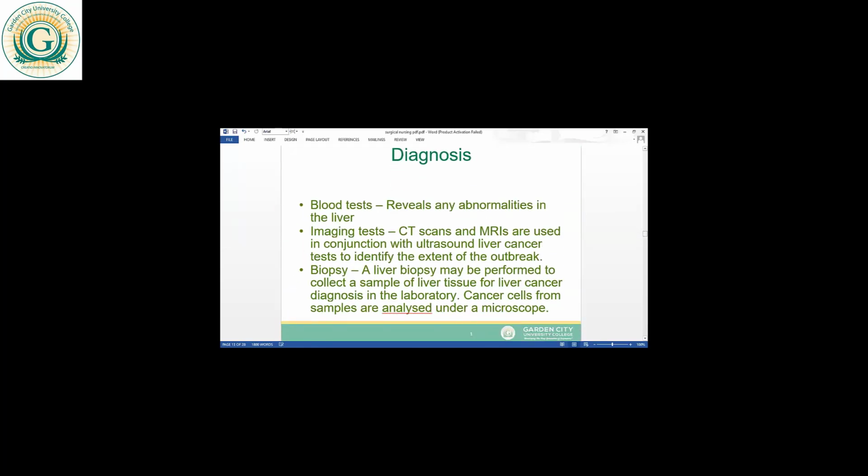Diagnosis of liver cancer. We have the blood test, which reveals any abnormalities in the liver. Imaging tests, such as CT scans and MRIs, are mostly used in conjunction with ultrasound to identify the extent of the cancer. And then we have liver biopsy. A liver biopsy may be performed to collect a sample of liver tissue for diagnosis in the laboratory. Cancer cells from samples are analyzed under a microscope.